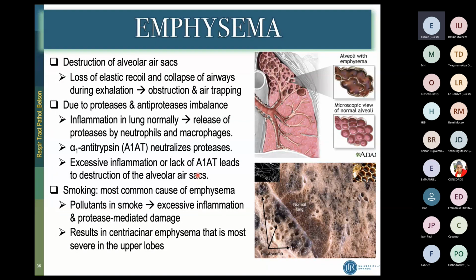So it is known that people who smoke have a high risk to have emphysema. Why? Because the pollutants in the smoke will cause excessive inflammation, and therefore neutrophils come in, and neutrophils will release proteases, and the proteases will damage the alveoli. So this will result in a central acinar emphysema that is most severe in the upper lobes usually. So you see, this is a diagram. This is in the lower lobes.